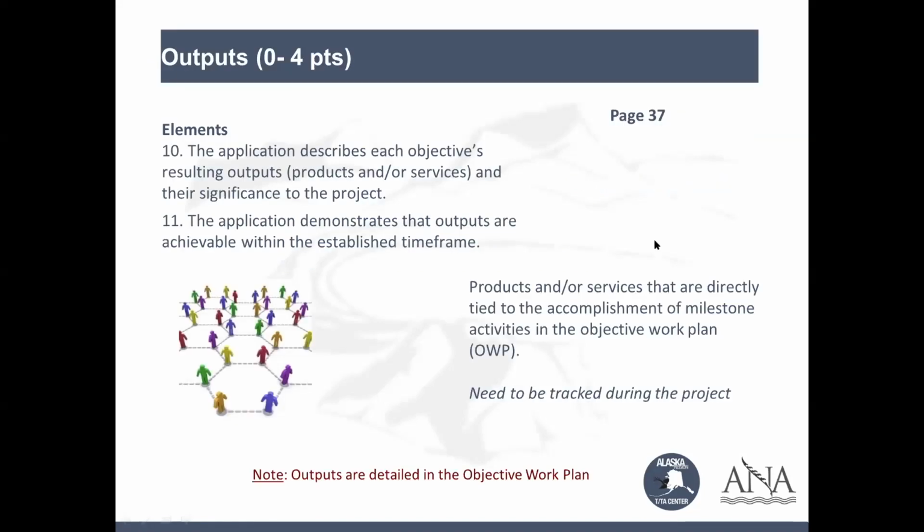The outputs. This sub-criterion is worth 4 points and has 2 elements. Remember that the outputs are products or services that are directly tied to the accomplishment of your activities in the objective work plan. These outputs will need to be tracked during project implementation. So think about that as you're putting these outputs in. How are you going to track them? Because that is also going to be something that you will need to address in your objective work plan.